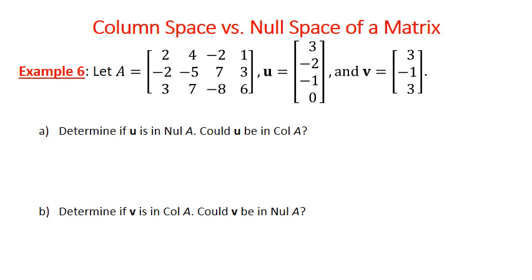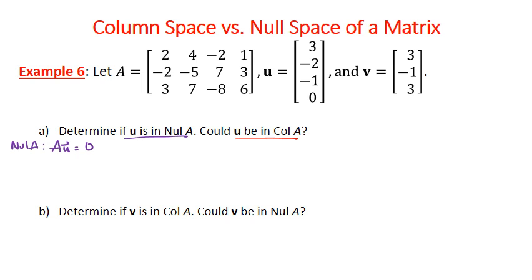Okay, so here, same type of thing, but we're going to look at it a little bit differently now. We want to determine if vector u is in the null of A, and then we're going to turn around and try to figure out if it can be in the column space of A. So we have done this a lot of times. First, let's start with null of A. Remember, with null of A, we want to find Au, and if it equals the 0 vector, then it's in the null of A.